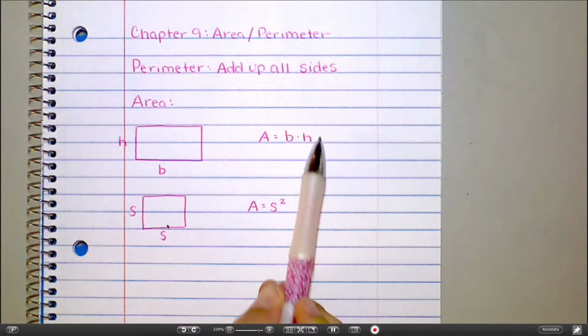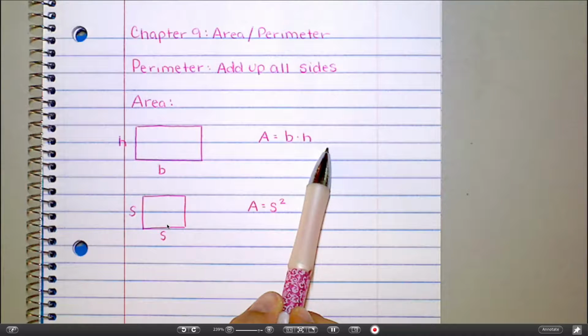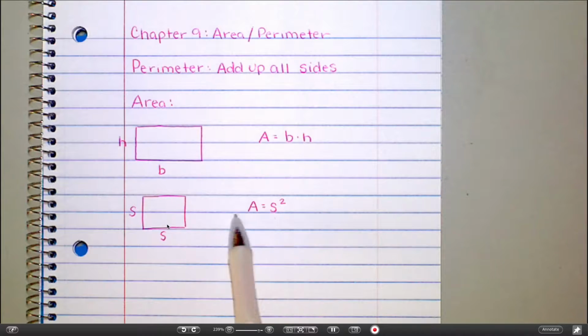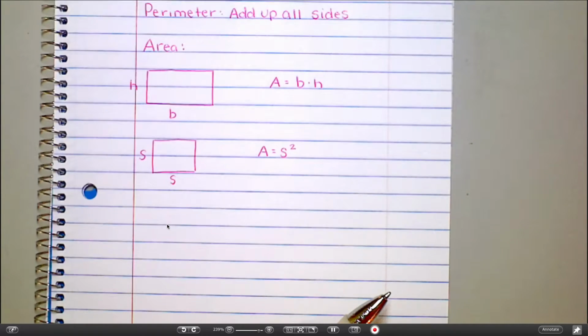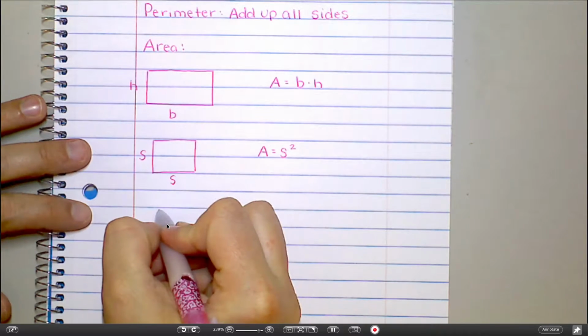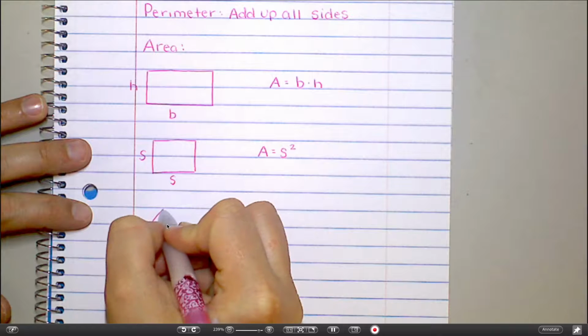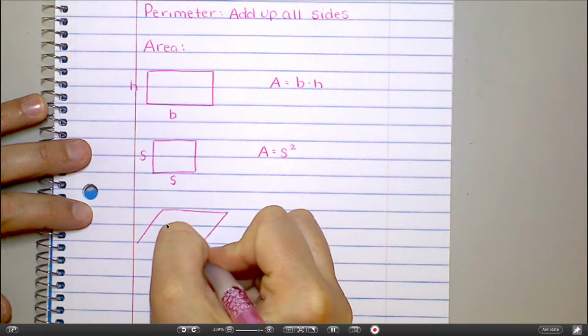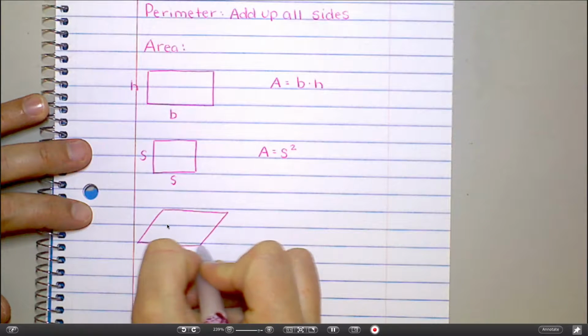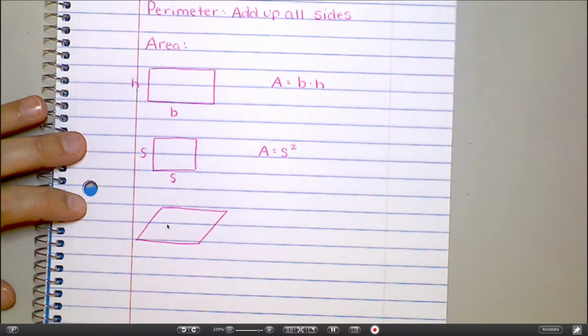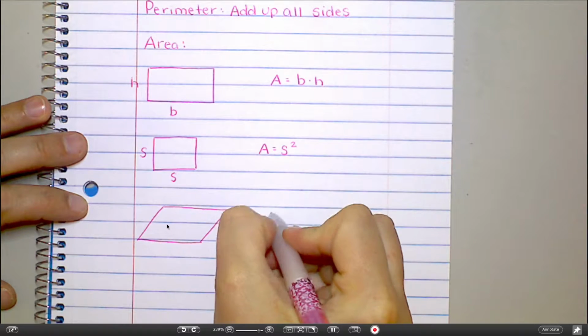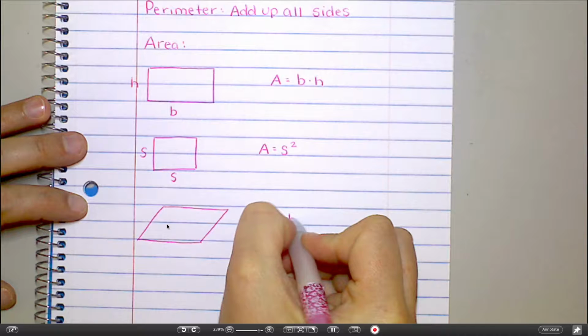It doesn't bother me if you just think about it as base times height, but sometimes you'll need to think about it this way, depending on what the question's asking. Let's go over to some other quadrilaterals. Let's talk about a parallelogram. A parallelogram is really just like a slanted rectangle, and so actually the formula is exactly the same. Area equals base times height.